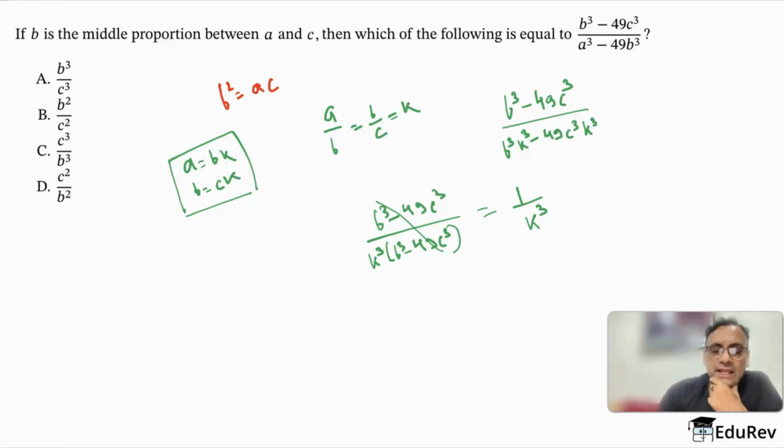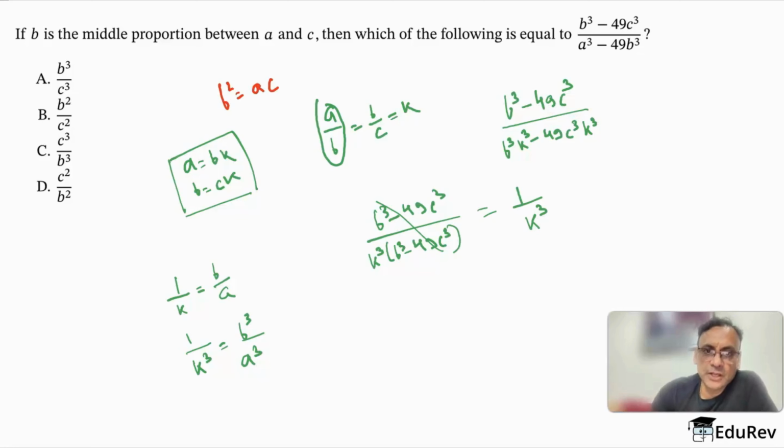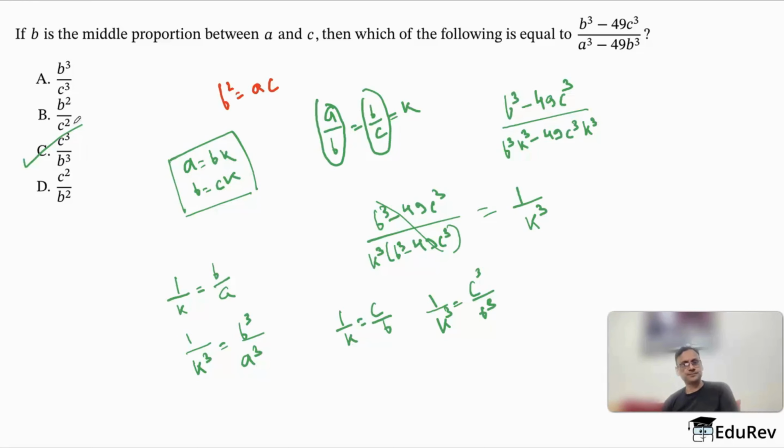But you know that A by B is equal to K. So 1 by K is equal to B by A. 1 by K cube is equal to B cube by A cube. Right? But B cube by A cube you don't see in the answer. So let's take the second part. 1 by K is also equal to C by B. And hence 1 by K cube is also equal to C cube by B cube. And C cube by B cube I have. So that becomes my answer.